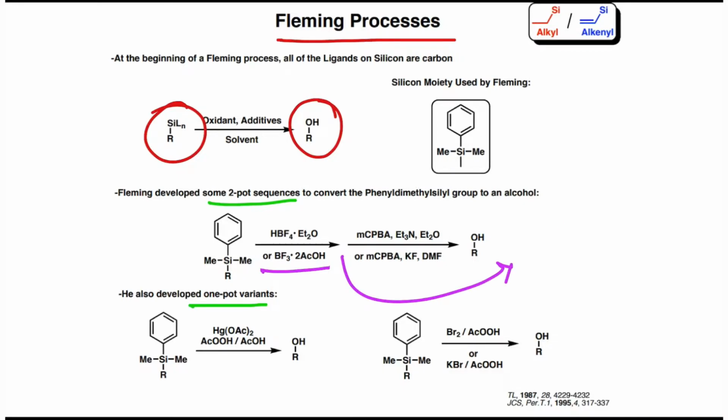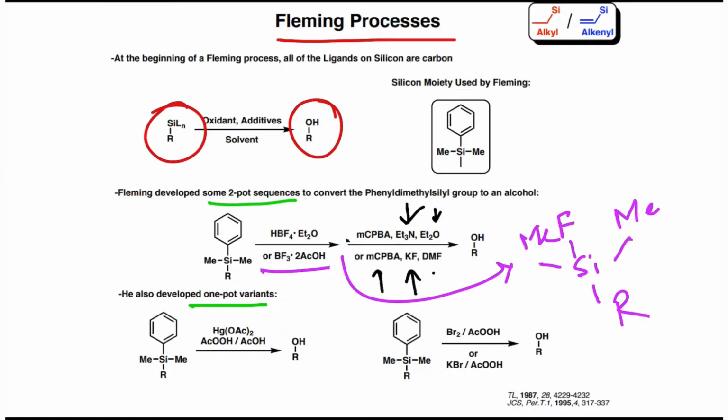The first step gives, you can see, this fluorine, this silicon, these two methyl groups, and finally this R. Okay, and this will be oxidized in the presence of m-CPBA, meta-chloroperoxybenzoic acid, triethylamine, water, or m-CPBA, potassium fluoride, DMF, ultimately producing the final alcohol.